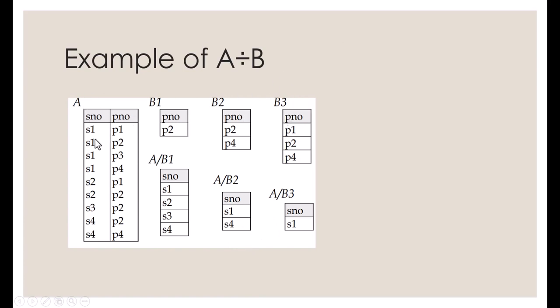So we need to find an SNO that is associated with P1, P2, and P4. We have S1 and P1, S1 and P2, and S1 and P4, all three. So S1 does qualify. For S2, we have P1 and P2, but we don't see S2 with P4, so that does not work. P3, we have it with P2, but not P1 or P4, so that does not work. For S4, we have it with P2 and P4, but we don't see S4 with P1, so that also doesn't work. So the only thing that works here is S1.